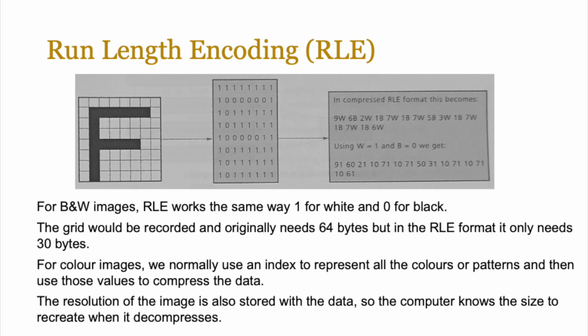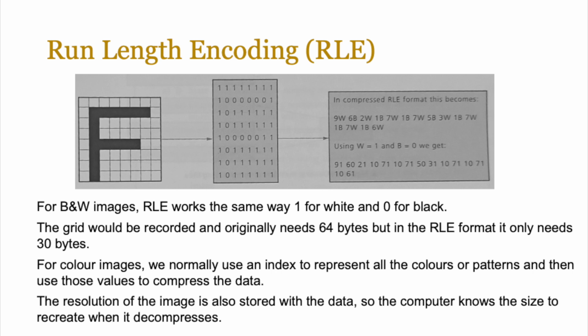For color images, we normally use an index to represent all the colors or repeating patterns, and then we use those values to compress the data. So you might simply say that this set of pixels is represented by this code, and then we just use that code in the compression. In addition to the compression data, the resolution of the image is also stored with the data, so the computer knows the size to recreate when it decompresses. That's some additional information, known as metadata, that's also stored with RLE.